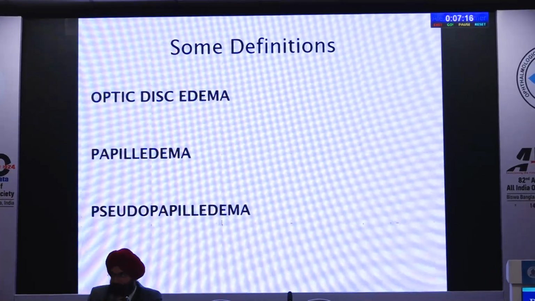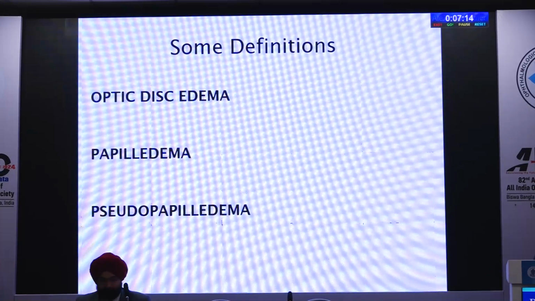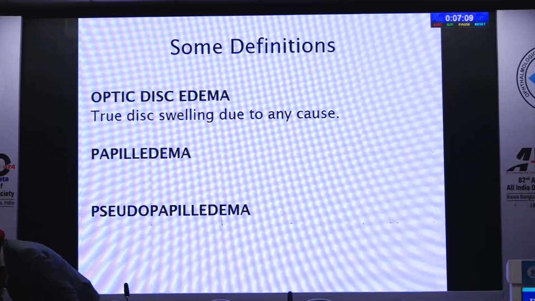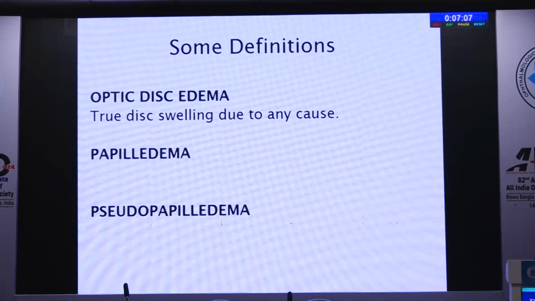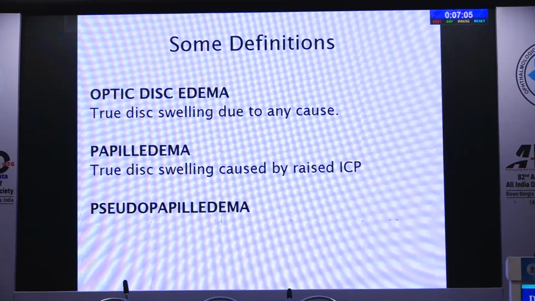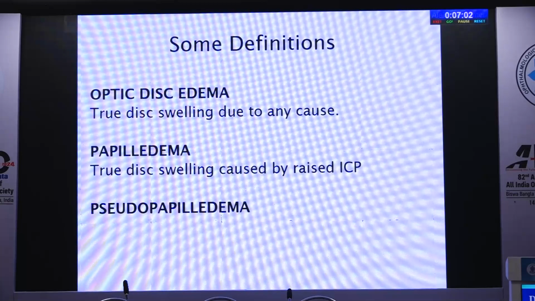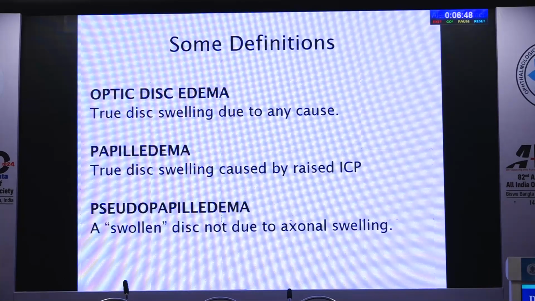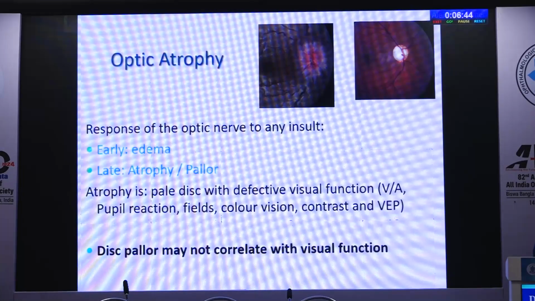So some definitions that we'll start off with when defining disc edema. Optic disc edema is true disc swelling due to any cause. So there is no etiology associated with this. There is just disc edema. Papilledema is conventionally termed true disc edema caused secondary to raised intracranial pressure. So we are suggesting in our diagnosis that this disc edema is due to raised intracranial pressure, and pseudopapilledema would be that there appears a disc swelling, but there is no actual fluid edema or anything there.